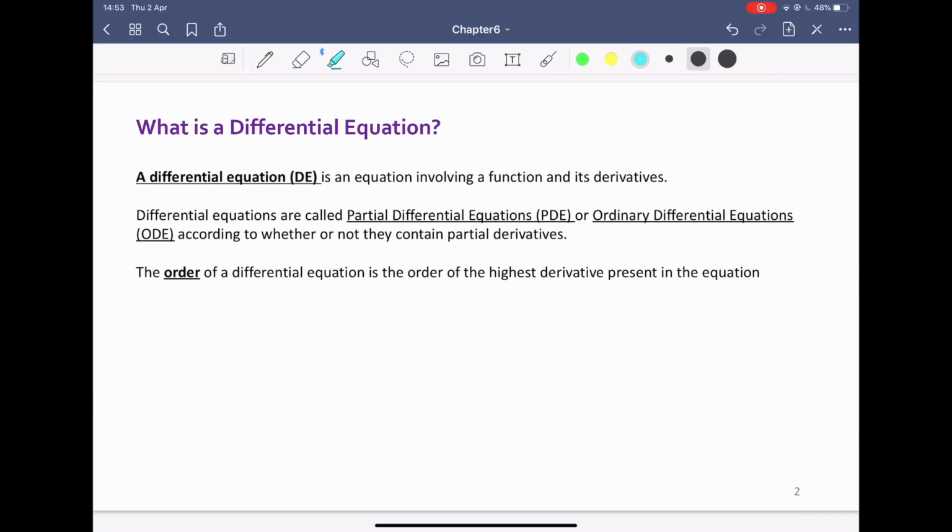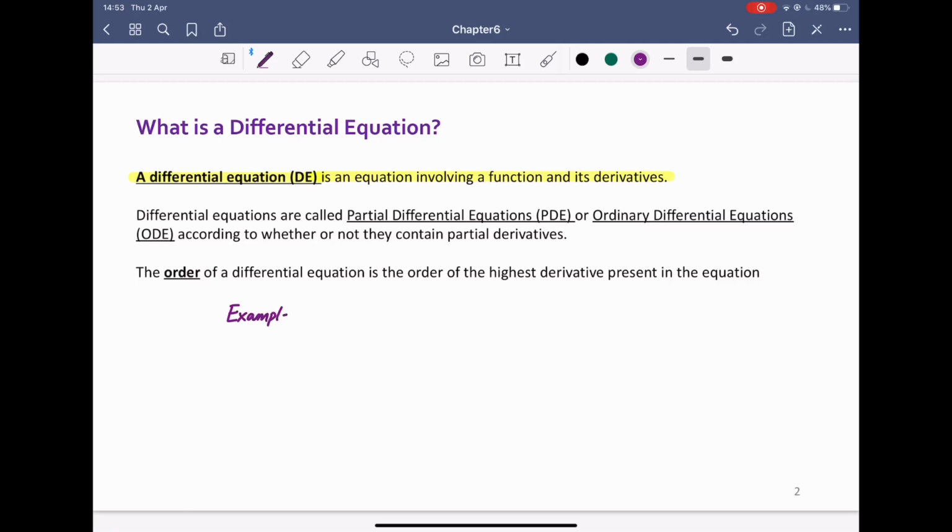So now, let's start with the definition of a differential equation. So what is a differential equation? By definition, a differential equation is an equation involving a function and its derivative. So I will give you an example. Here's an example.